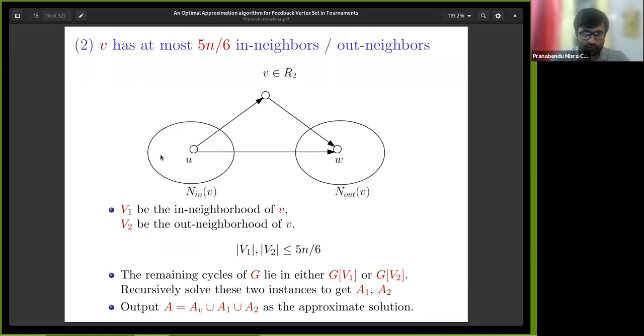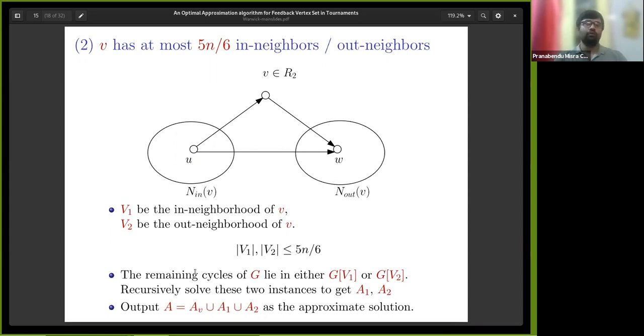At this point, the picture looks like this. You have this vertex V here. On this side, you have the in-neighborhood of V, and on that side, the out-neighborhood of V. Let's say whatever survives of the in-neighborhood is this set V1, and whatever survives of the out-neighborhood is V2. We just argued that the size of V1 and the size of V2 is at most 5n/6. Any cycles that remain in this graph are contained completely in V1 or completely in V2.